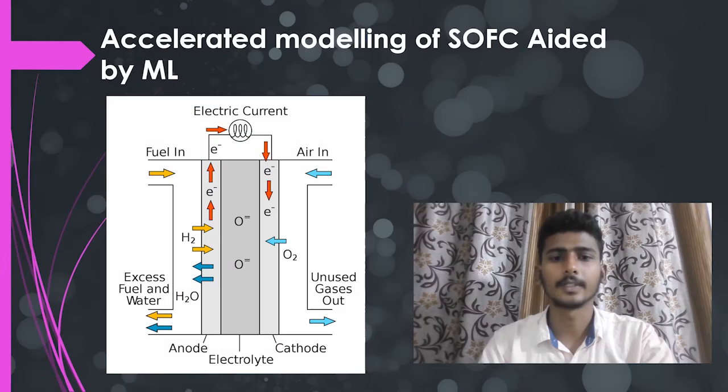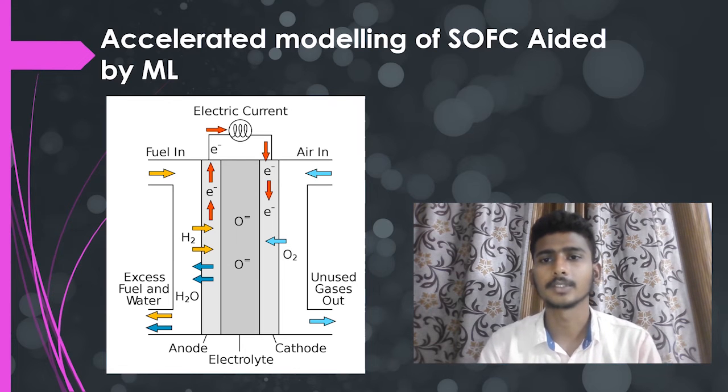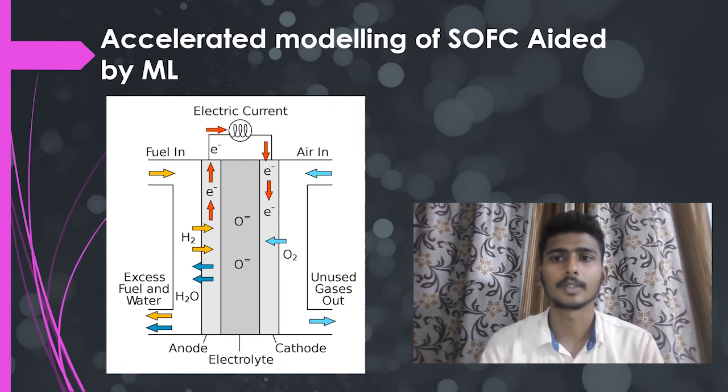Our title for the TARP project is Accelerated Modeling and Testing of SOFC aided by AI. First, I am going to give an introduction about this project. Solid oxide fuel cells are emerging as a promising technology in electrochemical energy production systems due to their high efficiency, fuel flexibility and option for integration into hybrid systems.